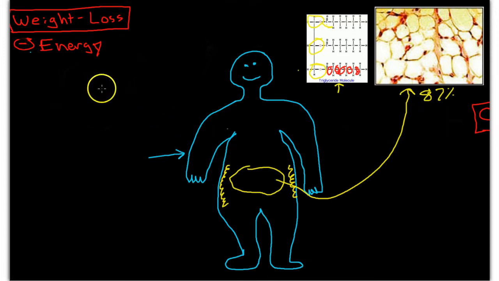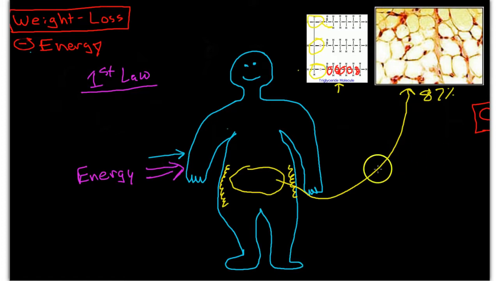In order to understand the way that energy works in the body, we really have to understand the basic physics principles of energy. So we need to talk about the first law of thermodynamics. Basically, the first law of thermodynamics states that energy is conserved. It can't be created, it can't be destroyed. What that means is the energy that we take into our body over our lifetimes has to equal the energy that comes out.